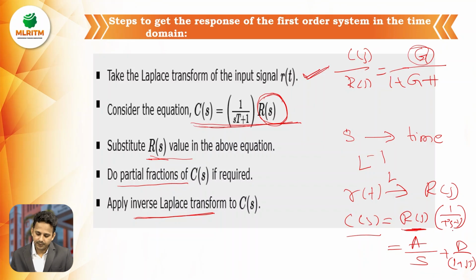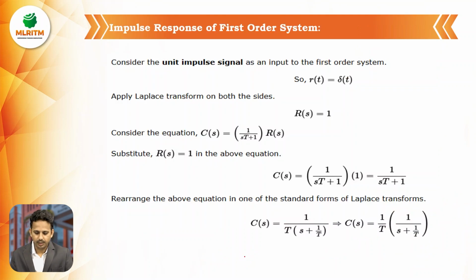Okay. After that, we have to apply an inverse Laplace transform so that we change the response into the time domain, from C of s to C of t. C of t is the time domain response of a first order system. Now, see here, the impulse response of a first order system.